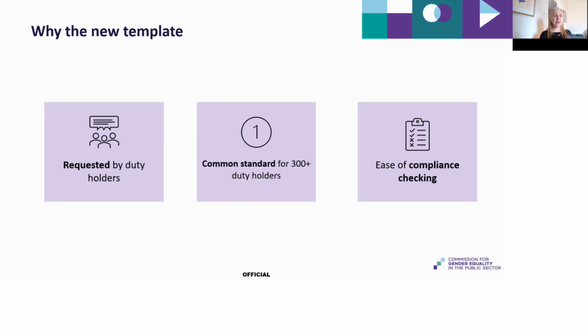Secondly, a common standard for 300 duty holders. As duty holders, you are asked to give us one template so we know exactly what good looks like to meet compliance. And this template delivers exactly that. A single shared structure for use by more than 300 Victorian public sector organisations. Duty holders now have an off-the-shelf structure that helps you prepare and submit a compliant GEAP.